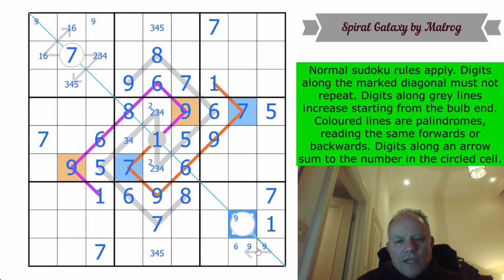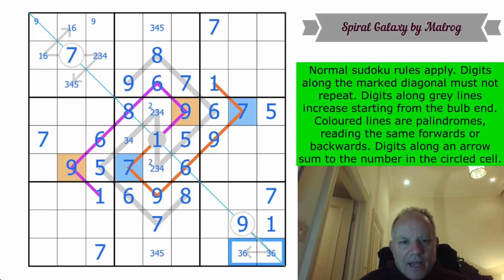And now 9 and 6 do appear here. They can't both be on the arrow, so 1 must be in the circle. It's got to be the bigger one. This is now a 6, 3 pair. And we know that 6 is not on the diagonal.